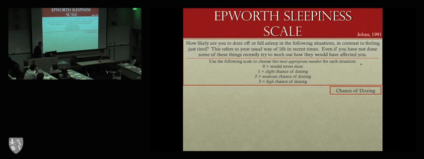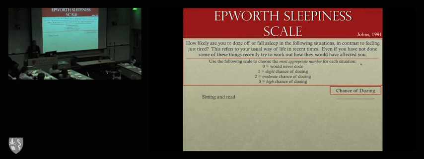So a lot of words. I really try to limit words. But this is a scale where you basically rate how likely you are to fall asleep in these 8 different situations. And really what you need to pay attention to are these right here. So 0 is never fall asleep, 1 is a slight chance, 2 is a moderate chance, and 3 is a high chance of dozing, okay? As soon as you see the situation, just think of the number. Don't debate. Just put down the number and then add up your score.